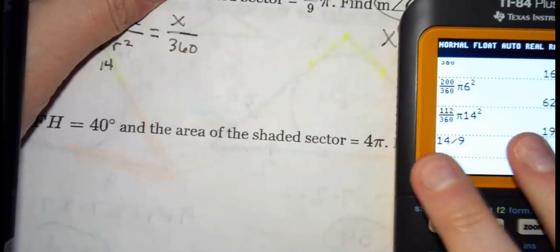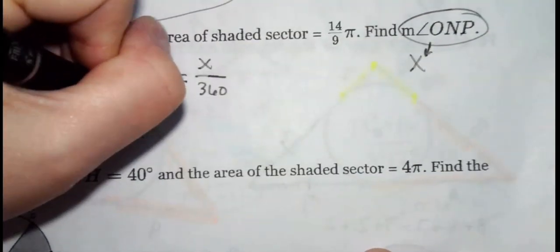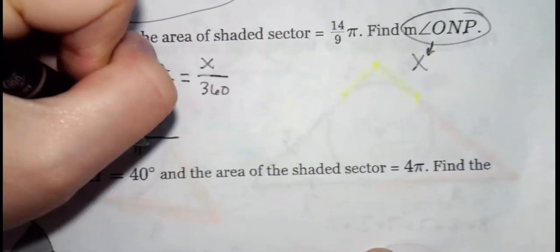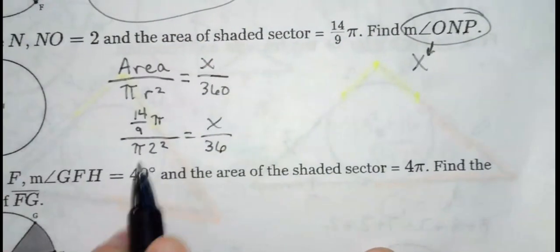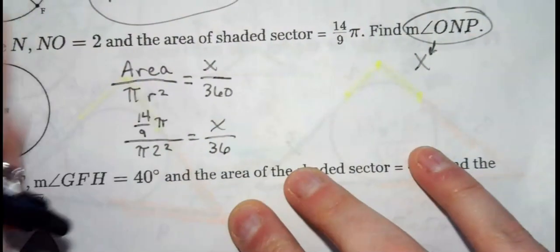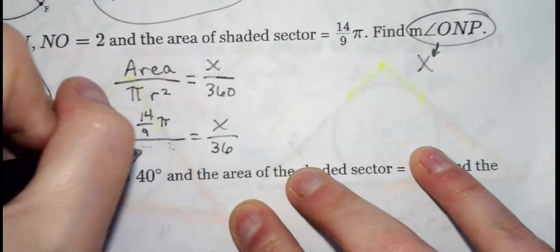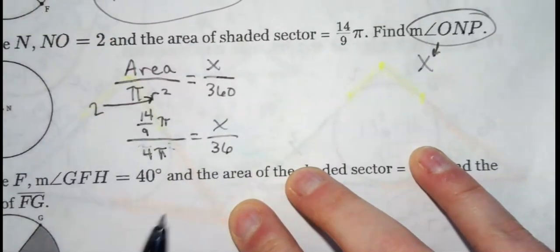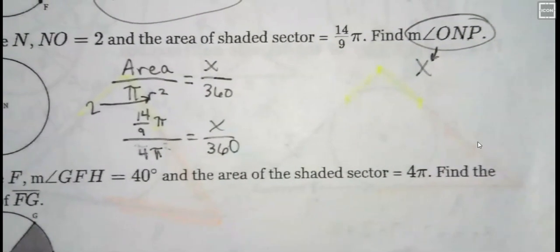So it doesn't want to round early. But we're going to write this 14/9 pi. And then we're going to put that whole thing over pi times the radius squared. So pi times 2 squared equals x over 360. Which this can change to 4 pi, because 2 squared is going to equal 4. Because you can take 2 and plug it into the radius there. And then this is 360. So I'll pause for a second and make sure you have a chance to write all that stuff in.